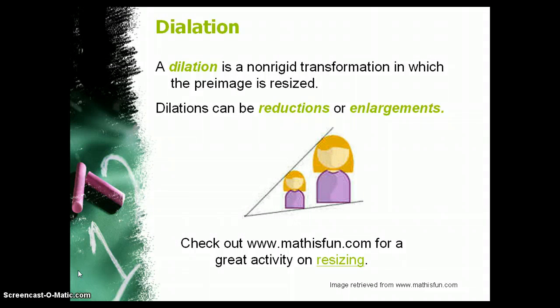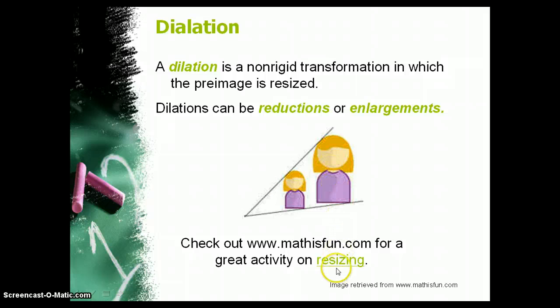Now we're going to move into dilations. Dilations are very different than anything we've talked about so far. A dilation is a non-rigid transformation in which the preimage is resized. Dilations are not isometries. And the reason a dilation is not an isometry is that it does not preserve length. Dilations can either be reductions, where you start with a large figure and make it smaller, or enlargements, where you start with a small figure and make it larger.